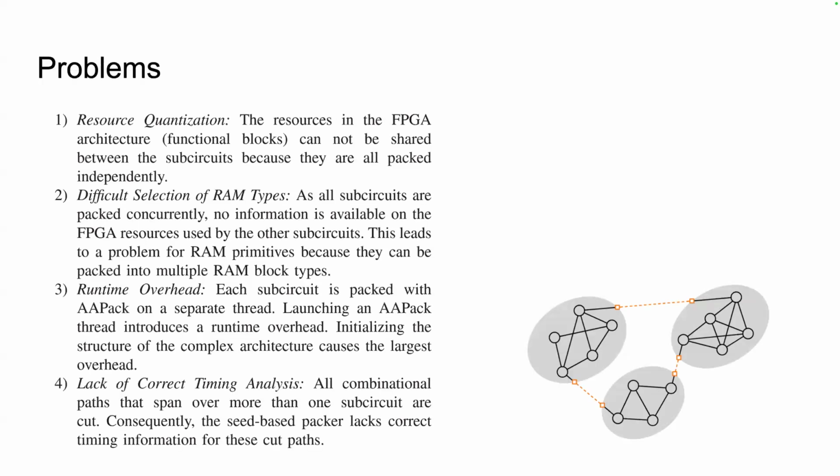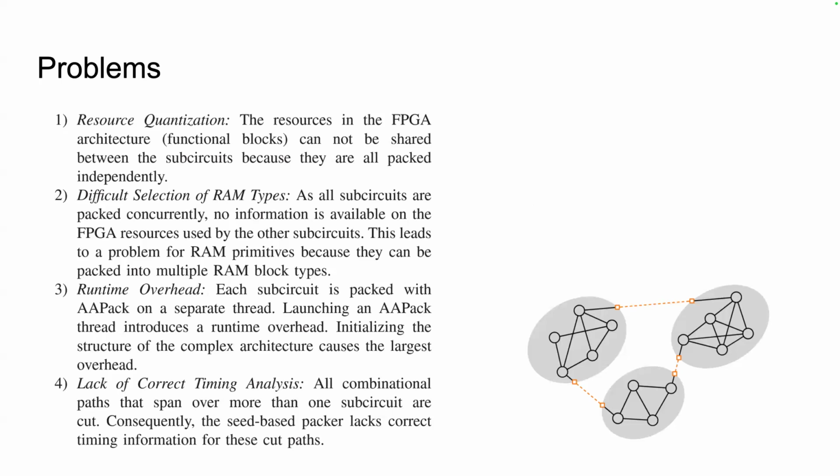So they identified some problems with this naive approach. You have a problem of resource quantization, in that the resources in the FPGA architecture cannot be shared between the subcircuits because they are all packed independently. What that means is, for example, you have a CLB that can have 4 primitives together, and these 4 primitives can only be from one of the subcircuits. So different subcircuits cannot share a CLB, essentially. And this means that the total number of CLBs used in your design will go higher.